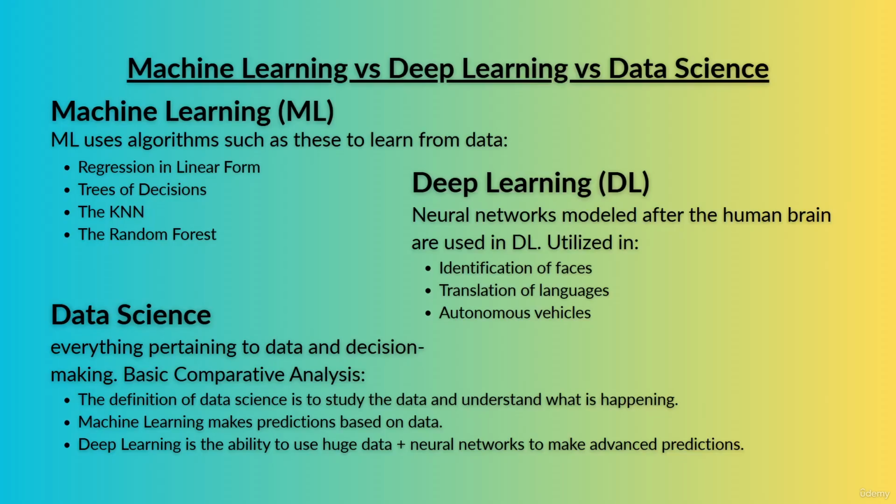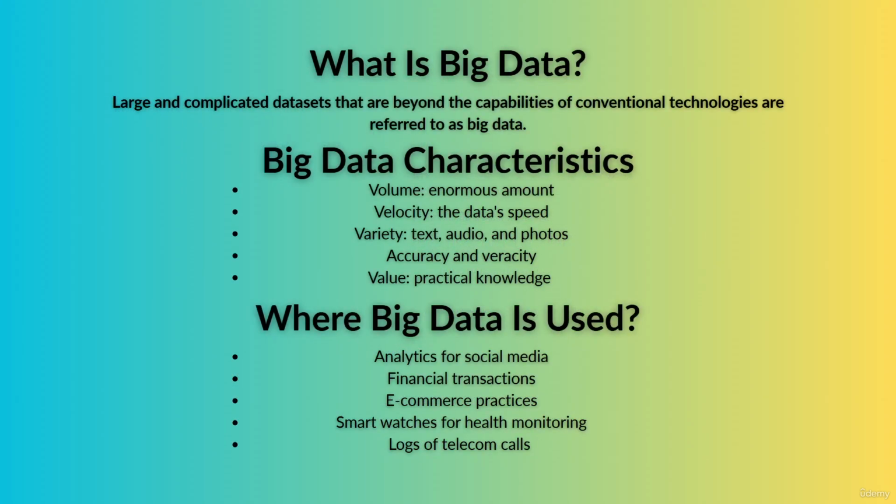So the definition of data science is to study the data and understand what is actually happening. Now, this mainly helps you in a couple of cases, such as prediction and getting the outcome. And machine learning basically makes predictions based on data. So everything is intertwined and linked together to give you the exact type of results. And on the other hand, we have deep learning, which is basically the ability to use huge data plus neural networks to make advanced predictions. Okay, so we have gotten the explanation of all of these, but what is big data?